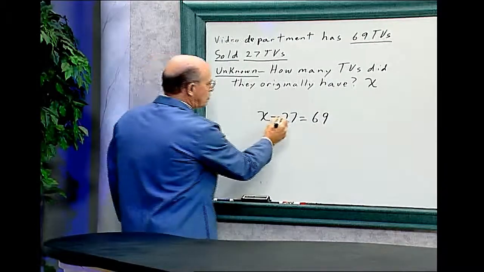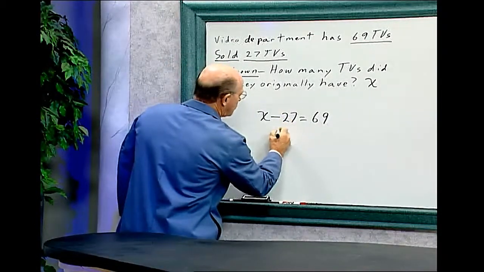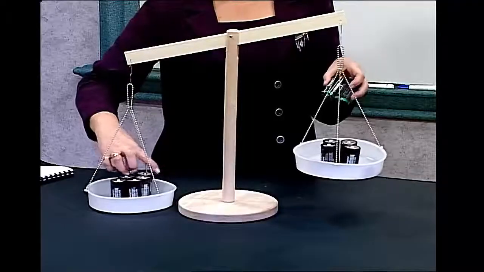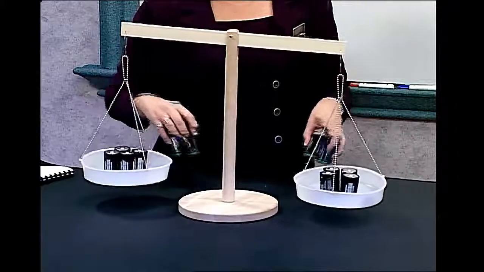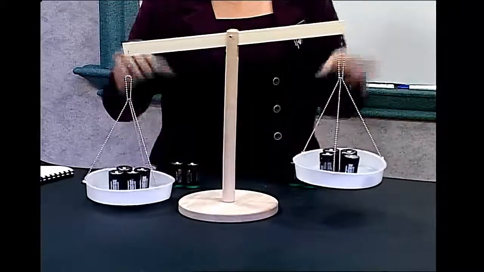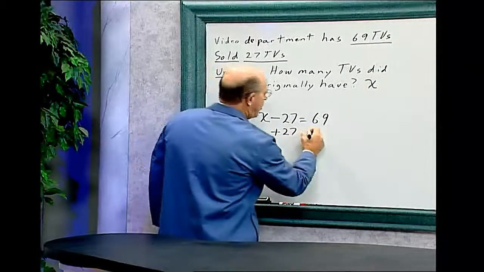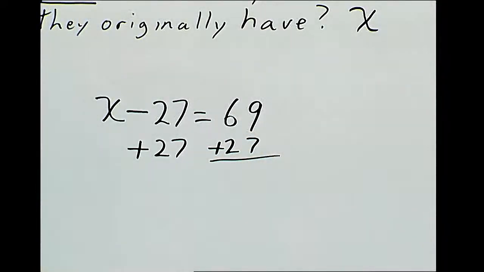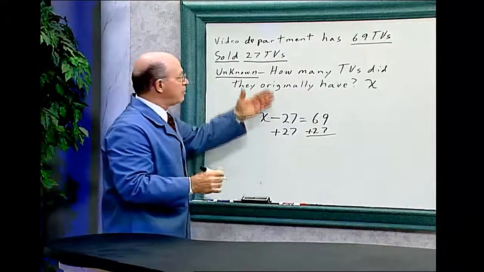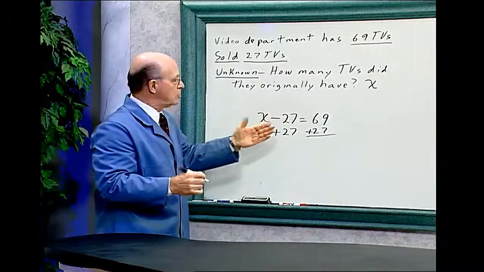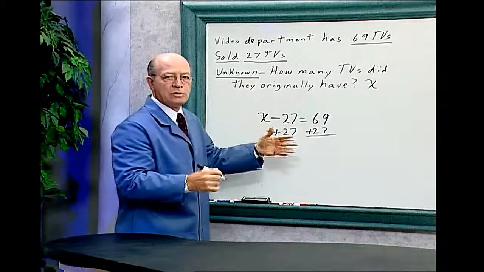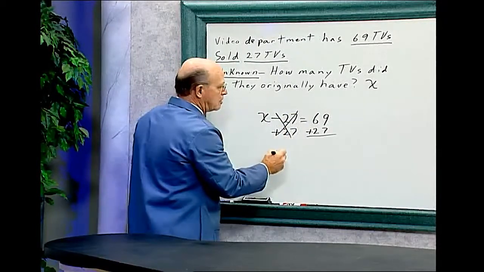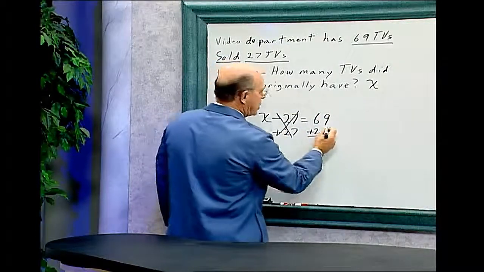Now we're going to add 27 here, and remember, on that scale, whatever you do on the one side, you must do on the other side. Now we come over here and do 27. And this is what we want to show you, and that's why we use a simple problem to show you solving equations by using addition. And this cancels out. Now we add these two amounts together.